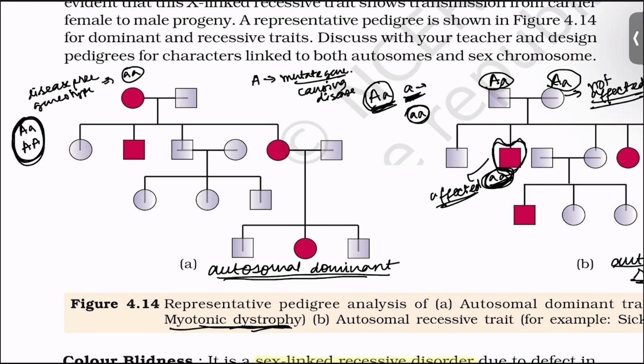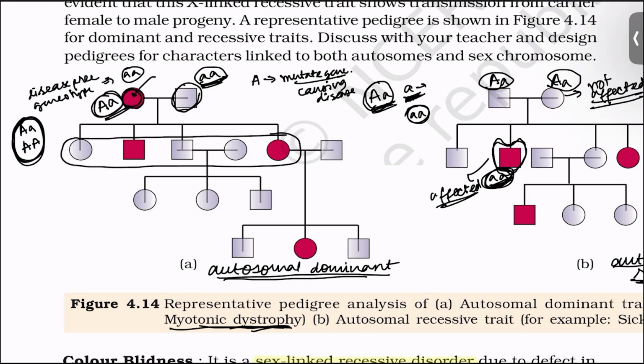So this one is aa, we can say it for sure because it is unaffected in case of an autosomal dominant disorder. And this parent, she will be capital A small a because she is diseased. But look at this, among their children, not all of them are affected. So she can't be capital A capital A, because if she was homozygous dominant, then all of their children would have had the Aa genotype, and all of them would have been affected, but not all of them are affected.